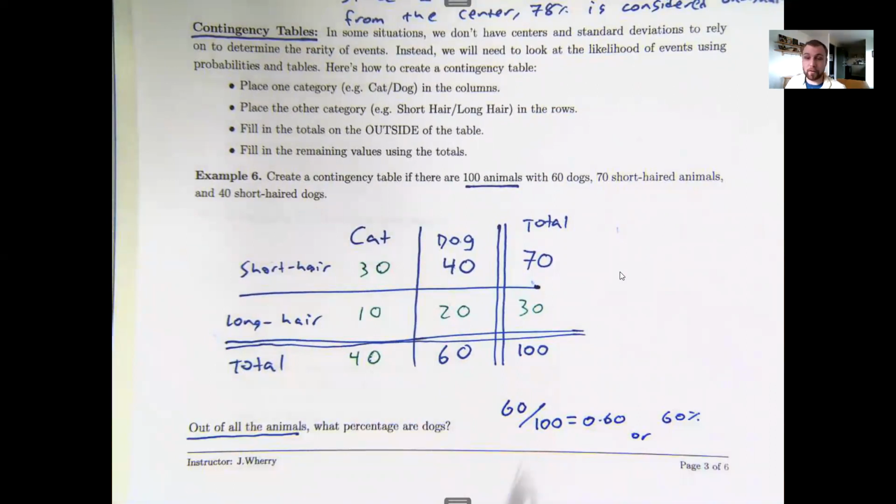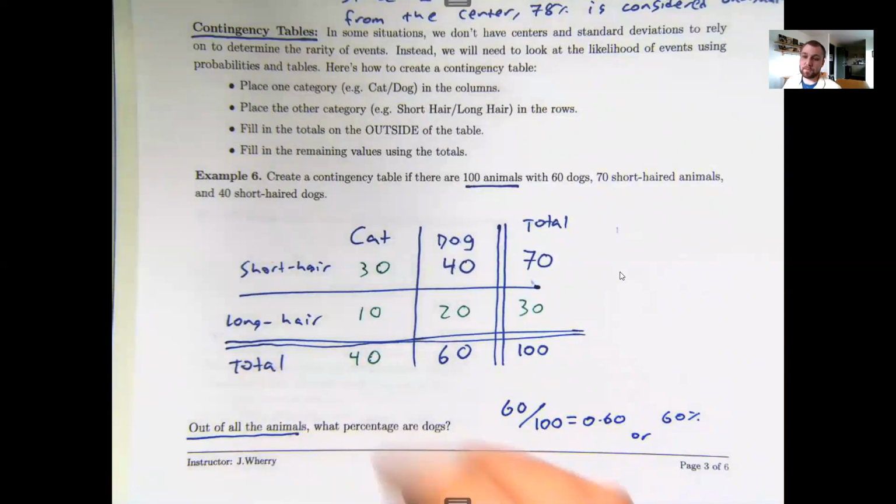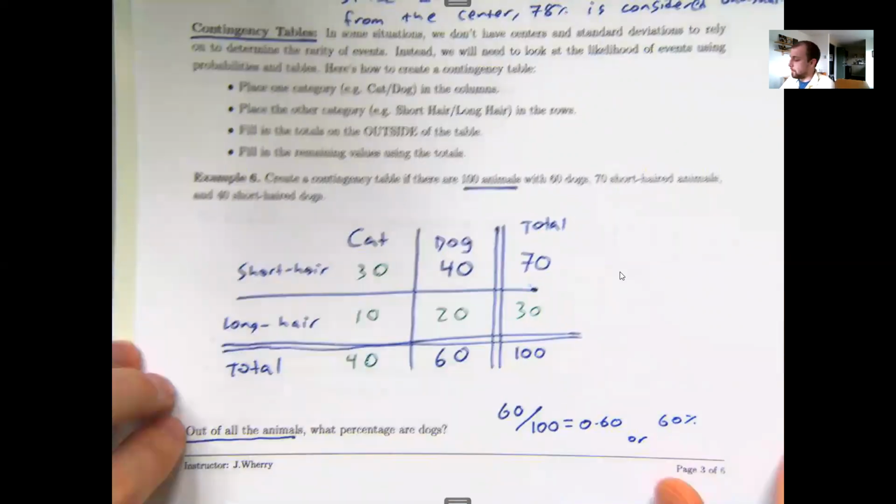If it's out of 100, these are all percentages, so I can actually answer some other questions as well. So if you ask me, what percentage of animals are long-haired cats? I would say 10% are long-haired cats. 30% are short-haired cats. I have a decent understanding of every possible combination that can happen, and this table gives me a way to visualize that. Let's do another example of a table.